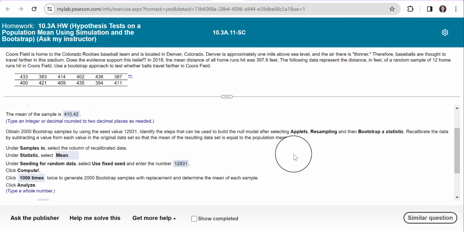Hi, this is Dan Petrock, and this video is to help students learn how to use the simulation-based methods for inference with a mean. This gets a little tricky. I think it's one of the more difficult things we do in this intro course. We're using the data for the Colorado Rockies home run data to test to see if they hit home runs farther than the average home run.